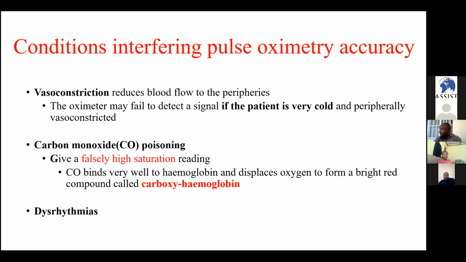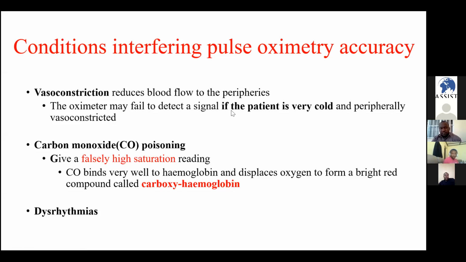In case of vasoconstriction as well, the blood flow to the peripheries is going to decrease, and the pulse oximeter may fail to detect the signal when the patient is very cold. So as I said previously, you can either correct the shock if it is there, or you can try to warm your patient by simple rubbing of that extremity and see if it detects the signal, which will allow you to get the readings.